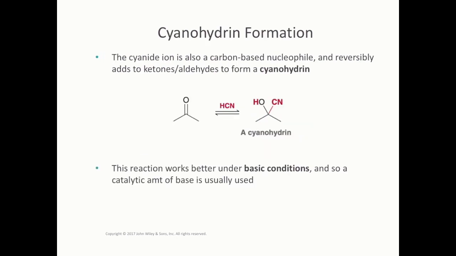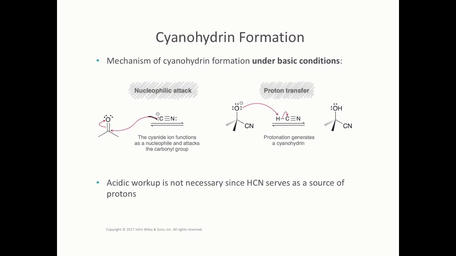In cyanohydrin formation, cyanide is the nucleophile. So cyanide looks like this with a negative charge on the carbon. And typically we use HCN in combination with potassium cyanide. So in this, the cyanide is the good nucleophile. It attacks the carbonyl carbon, breaking the pi bond. And then the HCN that's also present in the reaction protonates the O- and regenerates the cyanide.